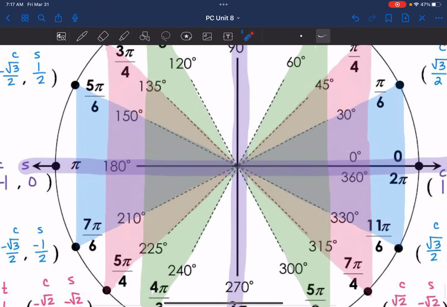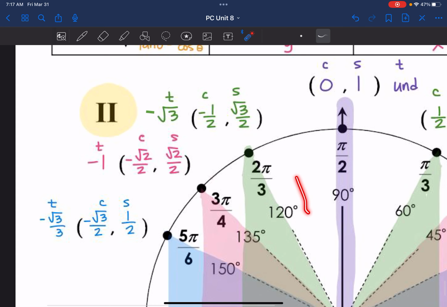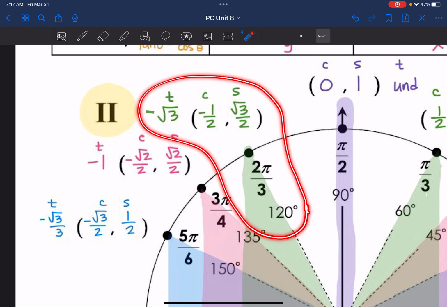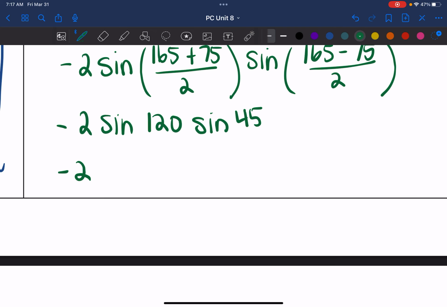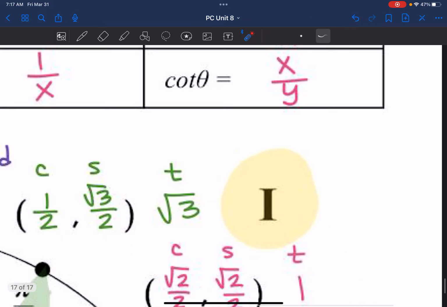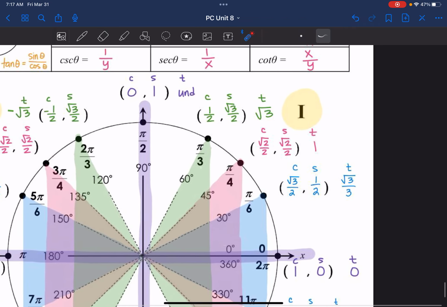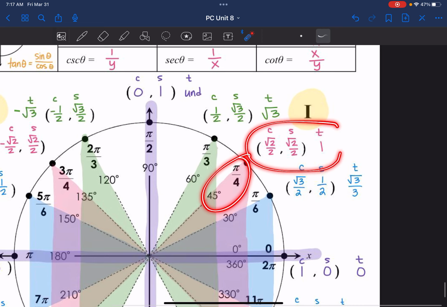So let's do that first. Here's 120. So sine is square root of 3 over 2. Times, and then we need to find sine of 45. So here's 45. Sine is square root of 2 over 2.